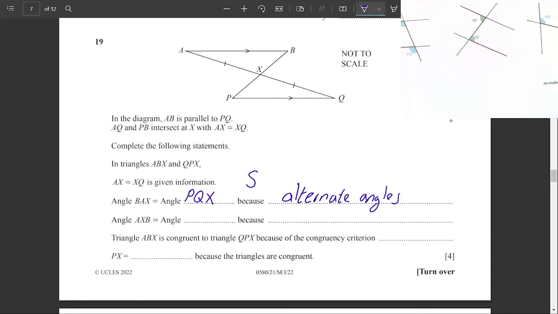Next one, angle AXB. So going from A to X to B, that's this angle here, equals what other angle? Okay, and here we need to think about this angle here, that one here. Of course, they are equal, and this is angle PXQ. Say it right. PXQ. Or QXP. Again, as long as the X is in the middle there.